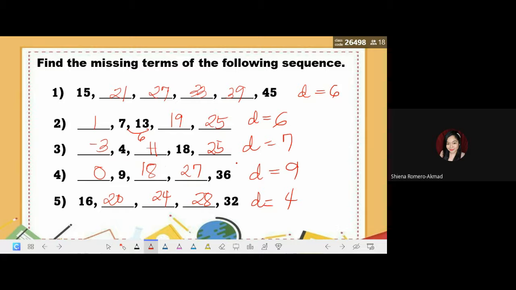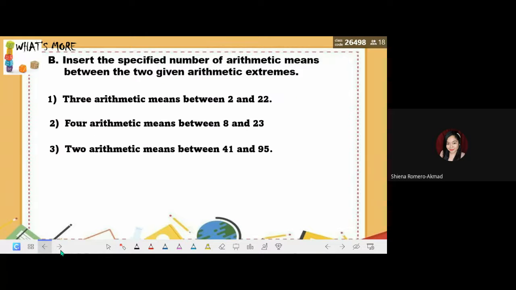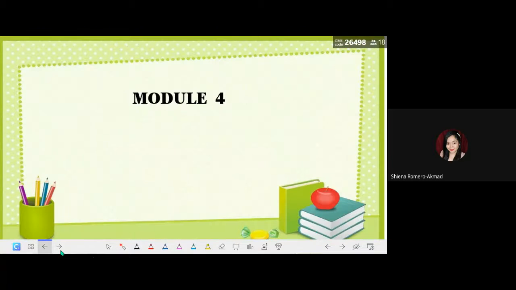Nahirapan ba yung number 3? Nahirapan ba kayo sa number 3? So, bakit ano? Usin natin yung 11. Okay, if there's no question, we will now proceed to module number 4.